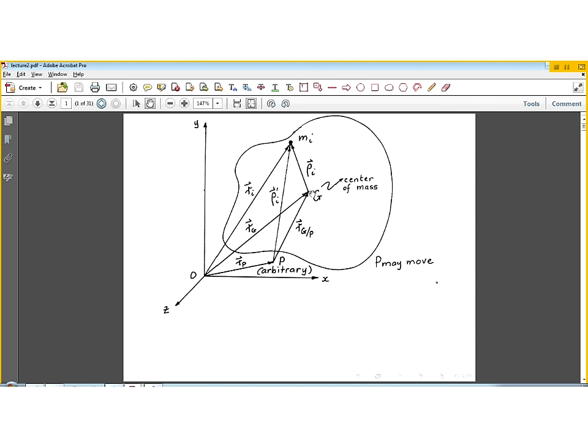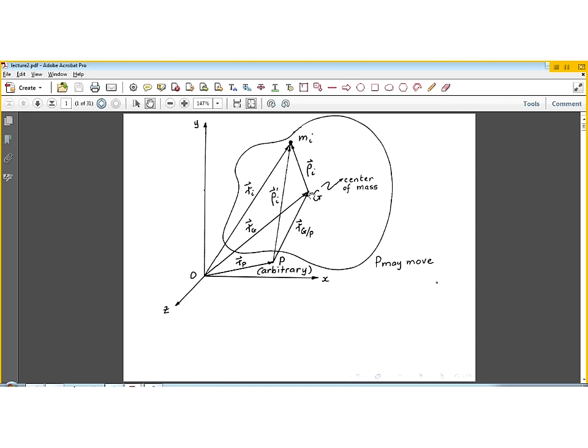Now, the center of mass may be inside the body. The center of mass, of course, may also be outside of the body. If I think of a donut, I'm sure all of you know how a donut looks. But the center of mass of the donut is actually not inside the donut, it's inside the hole in the donut. So it's possible that my center of mass may be inside the body, but it may also be located outside of the body, depending on the actual shape of the body.